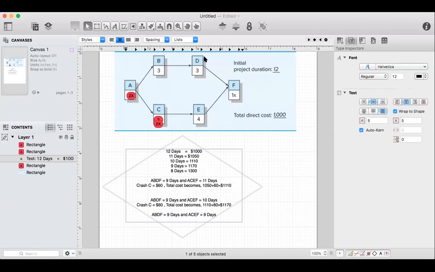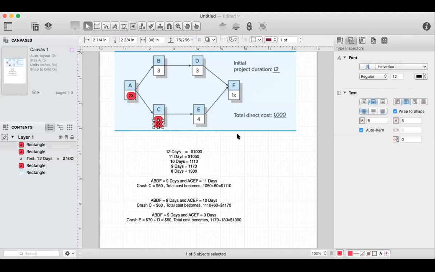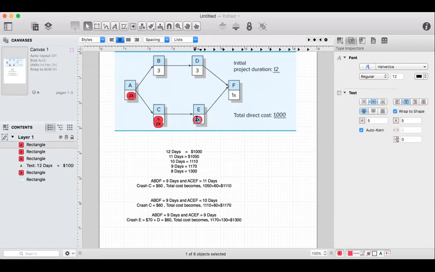And we know from the information given that D is cheaper. And from the information here, we know we can only crash E, which is 60. So when I crash E, which is 70, and crash D, which is 60, we add to the total cost, which was 1,170 for the 10 days duration. That gives me 1,170 plus 70 plus 60, which is 130, so it's $1,300. And from here I have to see that E could only be crashed once, so I have to put 3x here.